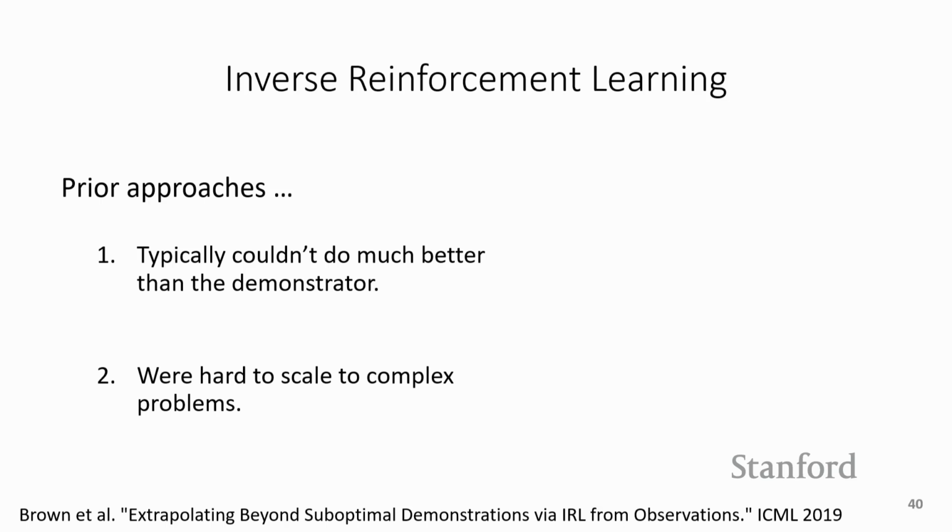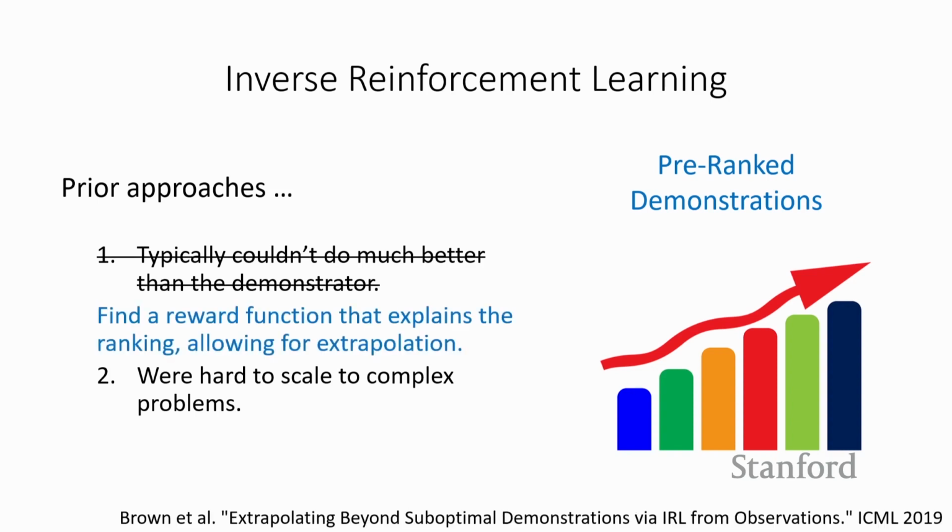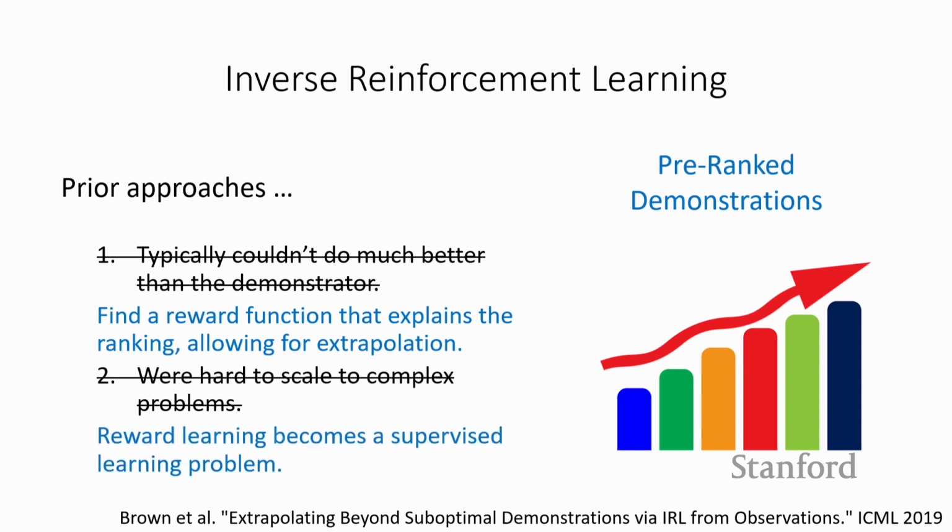Another problem is that these problems are often hard to scale to complex problems because often they have in the inner loop some kind of an MDP solver, so something that's running optimal control or reinforcement learning over and over again. So we had this idea back in 2019 that we could use pre-ranked demonstrations in order to try and address these problems. One thing that's nice is if we have a set of ranked demonstrations, so example A, which is better than example B, which is better than example C, we can now think of a reward function that tries to explain that ranking, but potentially allows us to extrapolate and think about things that might be even better than the best example we've seen. And what's cool is this is actually going to turn reward learning into a supervised learning problem, making things a lot more efficient and scalable.